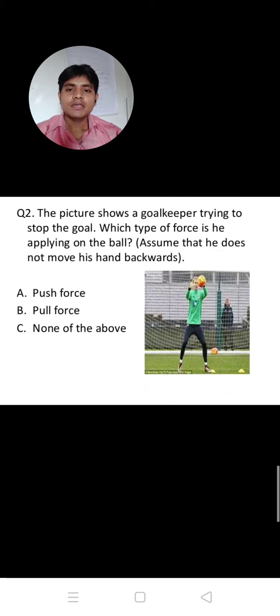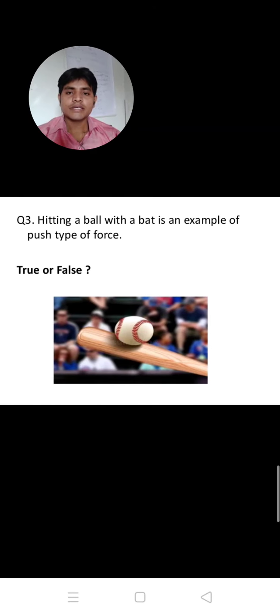This is the example. The picture shows a goalkeeper trying to stop the goal. Which type of force is he applying on the ball? Assuming that he does not move his hand backward, this goalkeeper applies push force. Okay, dear student. Next, hitting a ball with a bat is an example of push type of force, true or false. Then your answer is push, true.